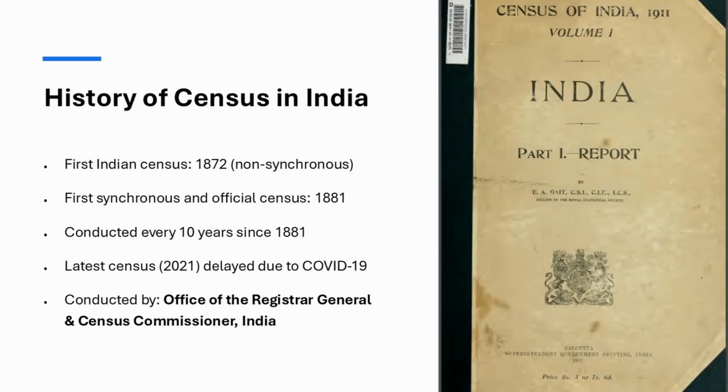In India, the first census was attempted in 1872. However, it was in 1881 that the first synchronous and scientific census took place. Since then, India has conducted a census every decade. The census process is managed by the Registrar General and Census Commissioner of India.